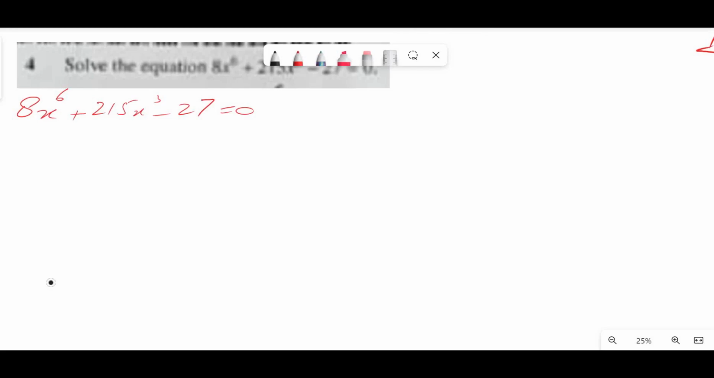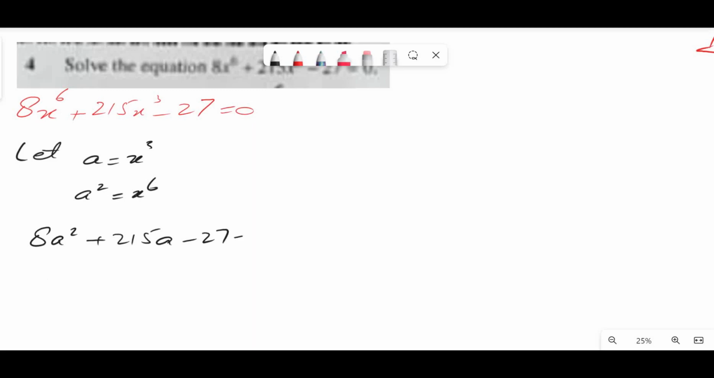Now we need to solve it. So first of all we can simply substitute, let a equal x cube, which means that a square will be equal to x power 6. So we can write the main equation as 8a square plus 215a minus 27 equals 0.